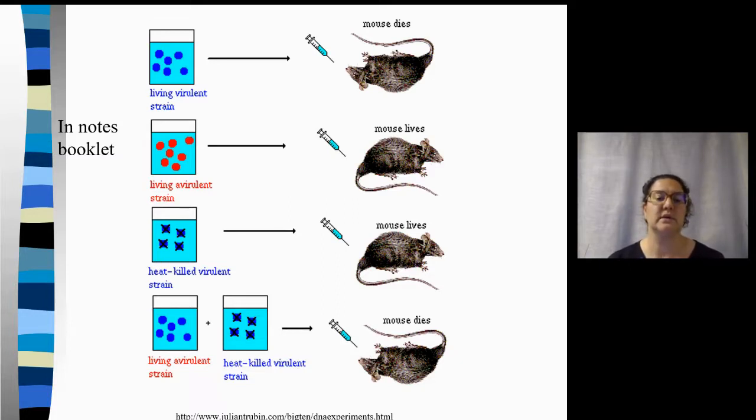So in his notes booklet, he had information that he took a living virulent strain from a dead mouse and a living avirulent strain. He injected a mouse with a living virulent strain and the mouse died. He injected a mouse with a living avirulent strain and the mouse lived. He heat killed the virulent strain and the mouse would live. But if he took the living avirulent strain and the heat killed virulent strain, the mouse would die. So from this, he inferred that the heat killed bacteria were able to transfer their virulent properties over to the living avirulent bacteria.